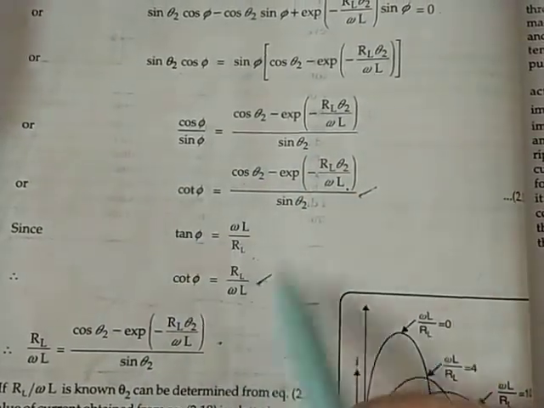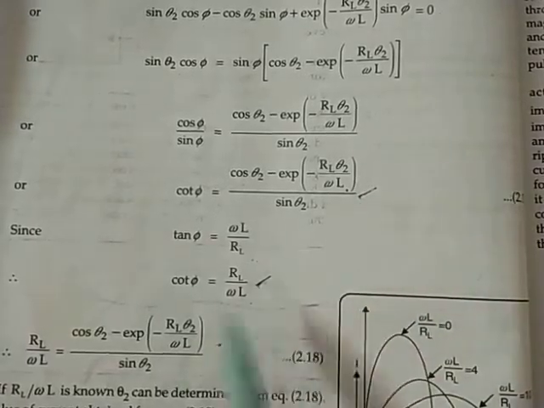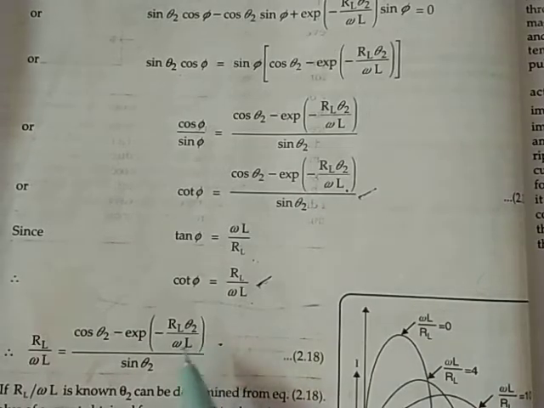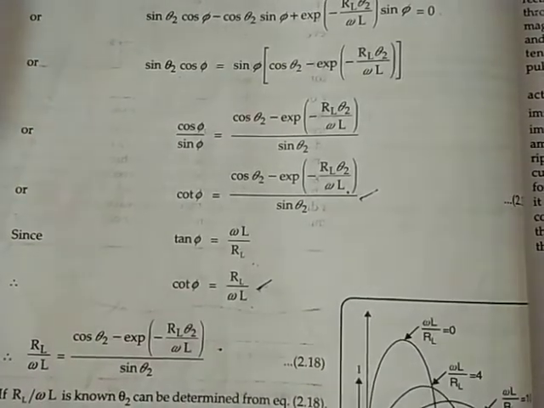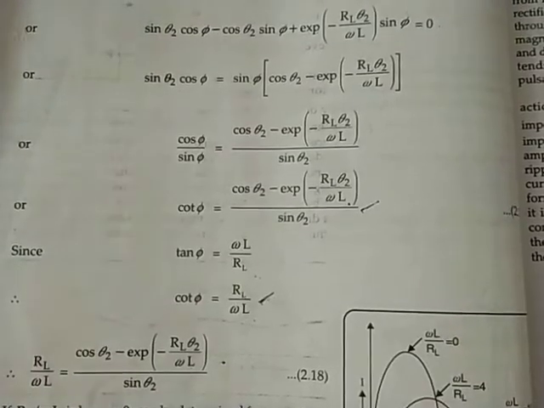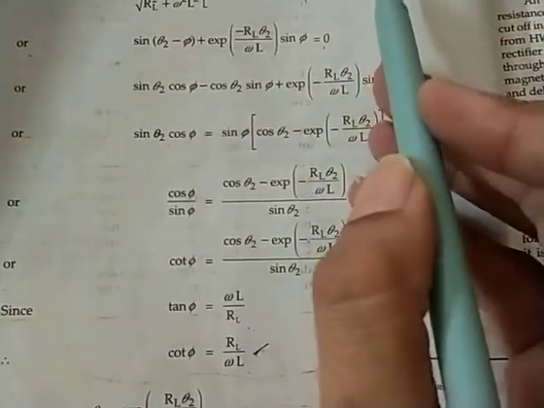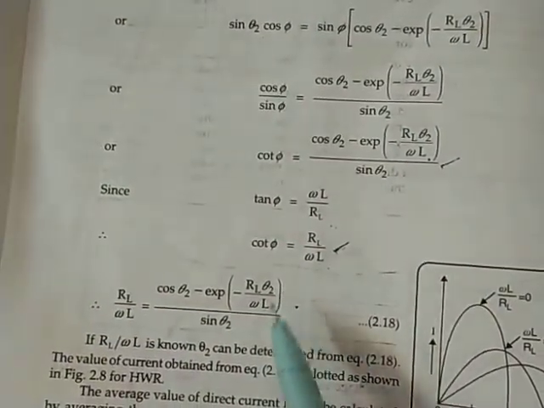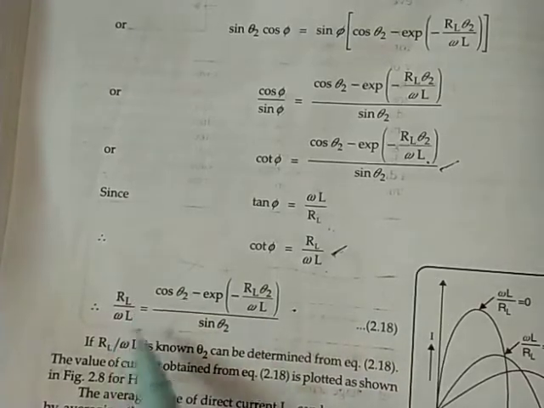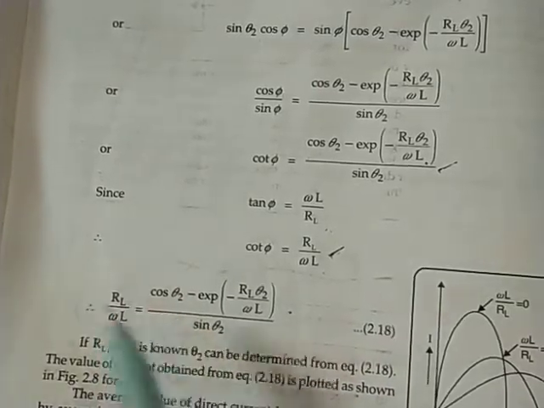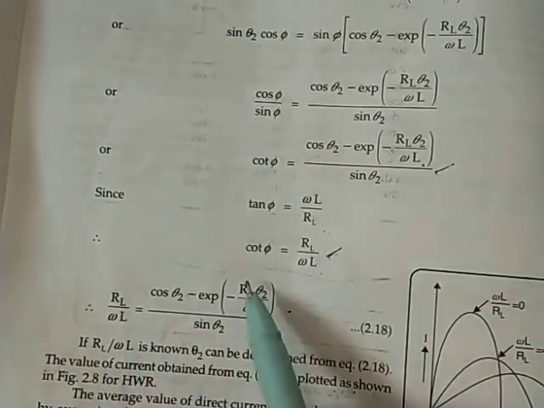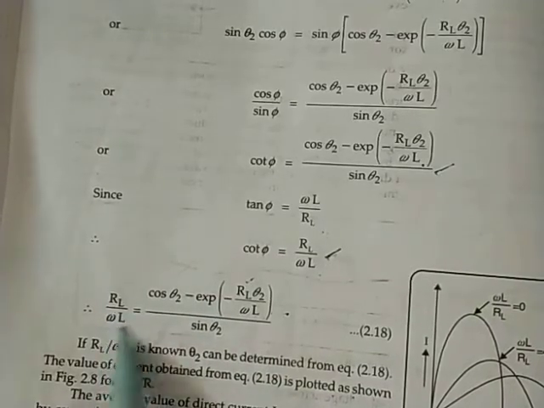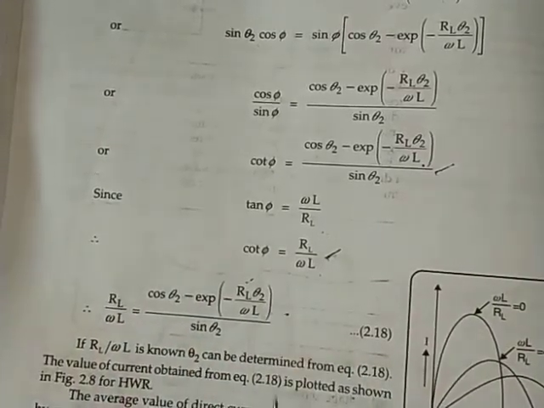Because this part is equal to this part now, it means RL by omega L is equal to cos theta 2 minus exponential of minus RL theta 2 upon omega L, by sin theta 2. So we need to find the values; I have told you omega L we need to find. Once the values of RL and omega L are known, since RL, L and omega are with us, theta 2 could be determined.